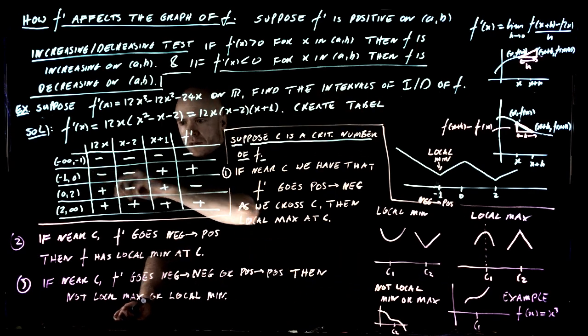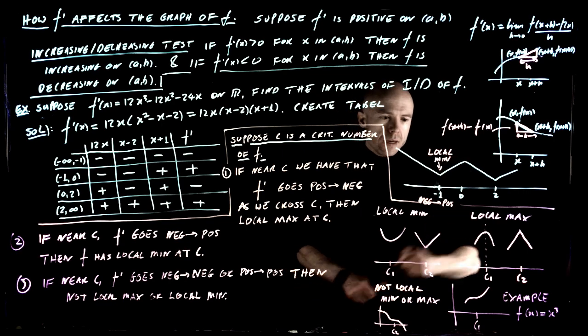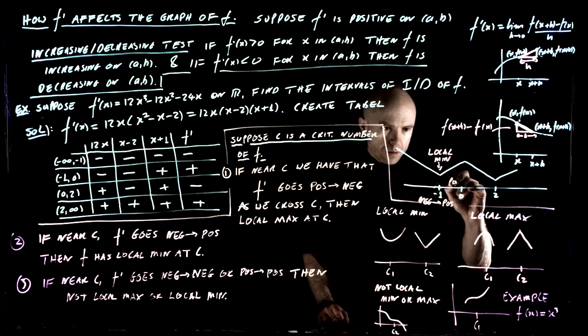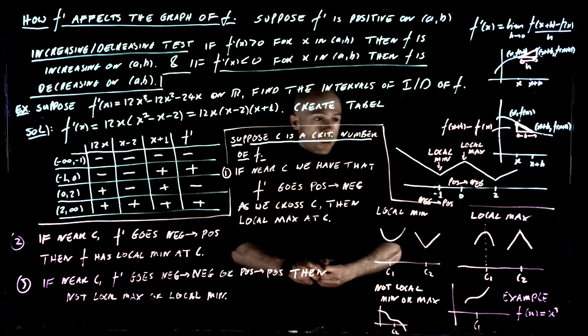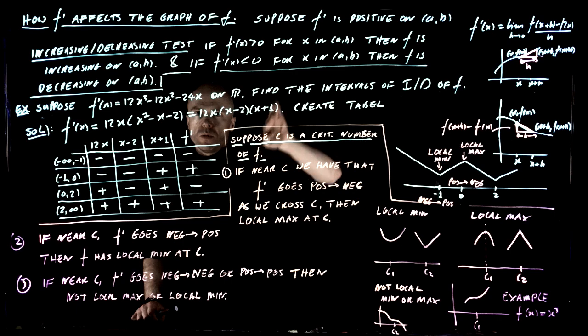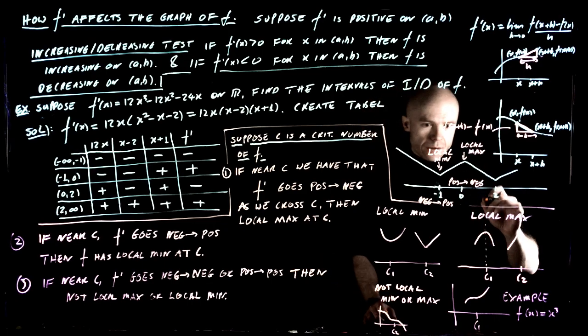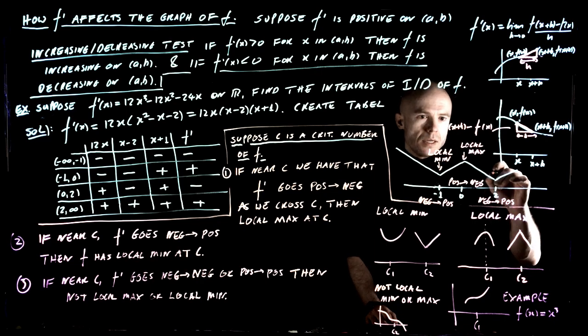Look over here. So next one is at 0, and we're going from positive to negative, so local max. Let's look, sure enough, local max. So this here is positive to negative, and this is a local max. Finally, at 2, we have negative to positive, so local min. Let's look. Yes, sure enough. Negative, positive, and this is a local min.